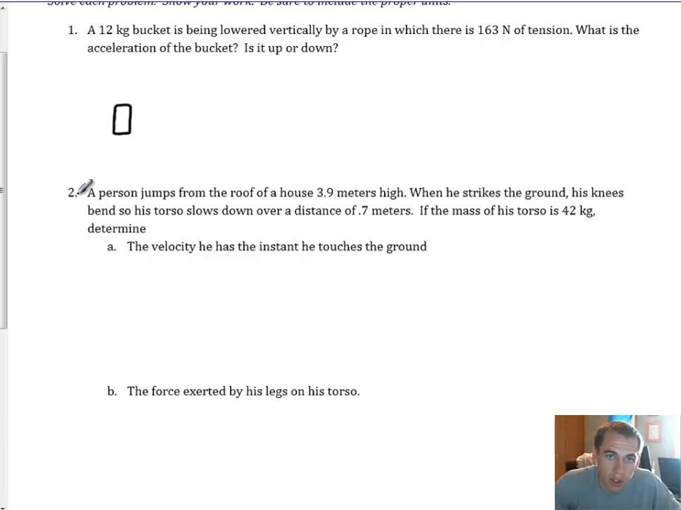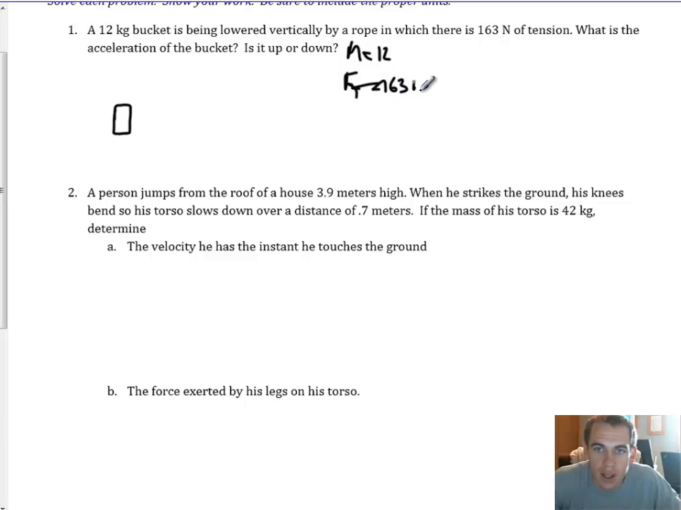It says a 12 kilogram bucket is being lowered vertically by a rope in which there's 163 newtons of tension. What is the acceleration of the bucket? Is it up or down? Okay, and so as always, we want to start a problem. We want to know what is it that we're given and where are we trying to get. We're given a mass of 12 kilograms. We are given a net tension in the rope of 163 newtons, and we are asked to find an acceleration.